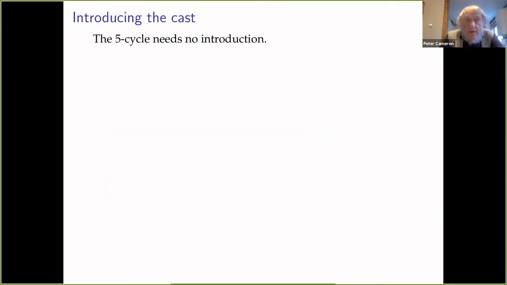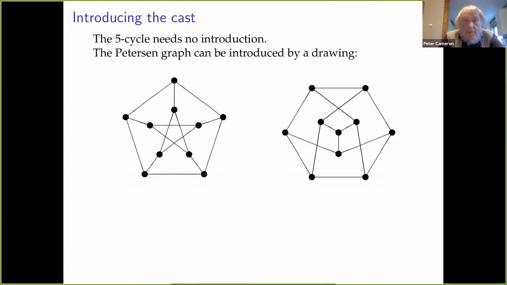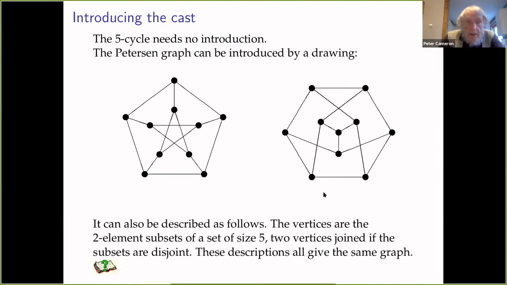So the 5-cycle really needs no introduction. The Petersen graph we've seen before. Here are those 2 pictures of it that I showed in the last lecture, one showing 5-fold symmetry, the other showing 3-fold symmetry. And here's another description of it. You take the vertices of the Petersen graph to be all the 2-element subsets of a set of size 5. So take the set 1, 2, 3, 4, 5, and take the 5 choose 2, which is 10 2-element subsets. Join 2 vertices if the subsets are disjoint.